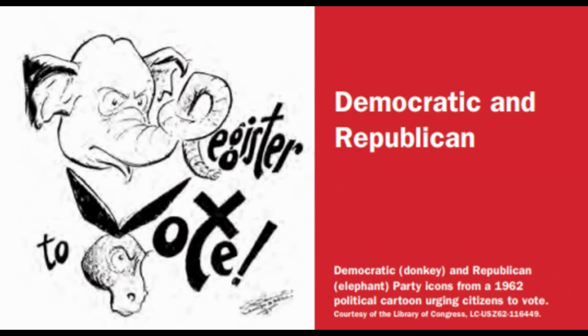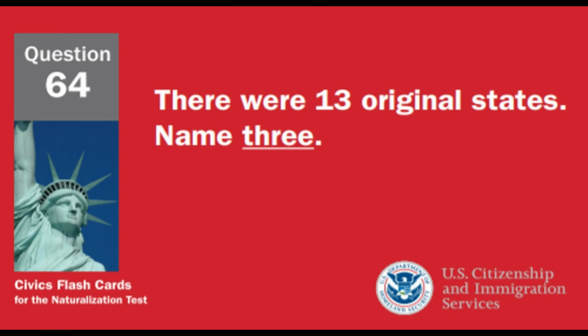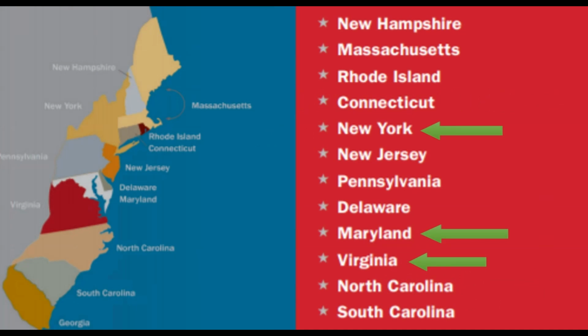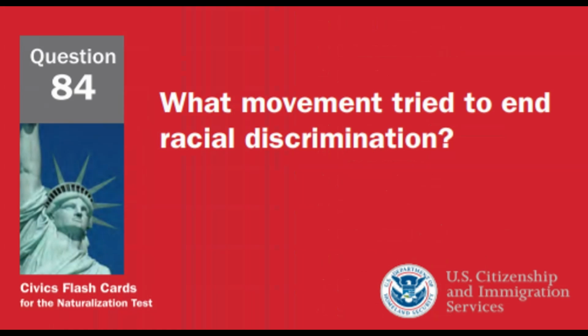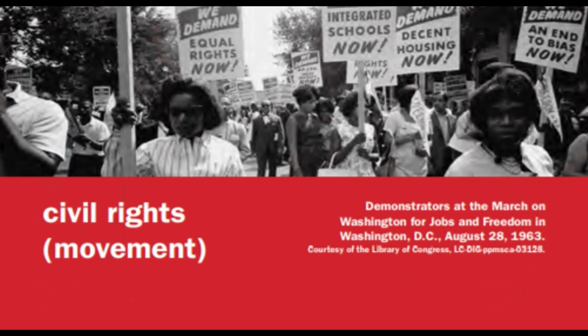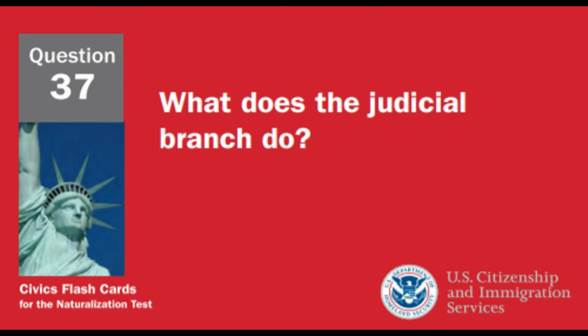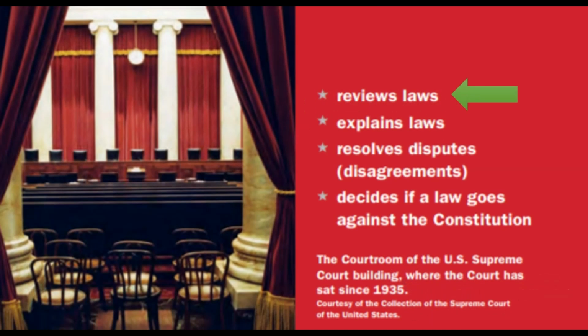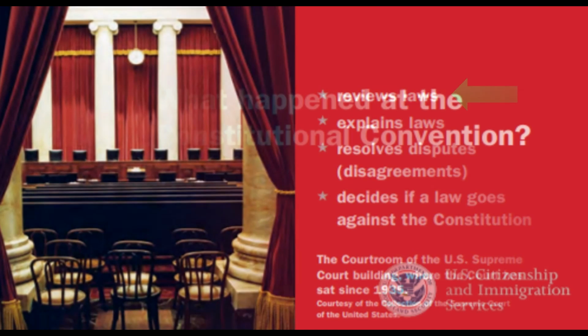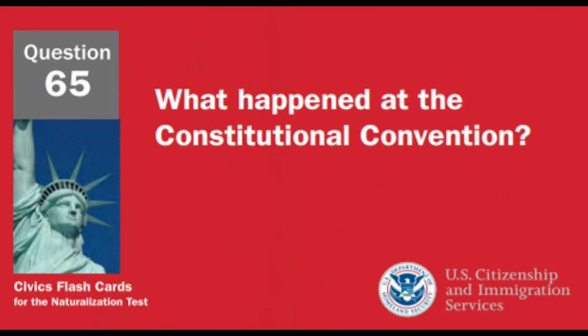Democratic and Republican. There were 13 original states. Name 3. New York, Maryland, and Virginia. What movement tried to end racial discrimination? Civil Rights Movement. What does the judicial branch do? Reviews laws. What happened at the Constitutional Convention?